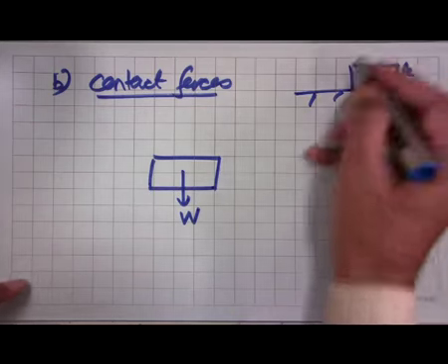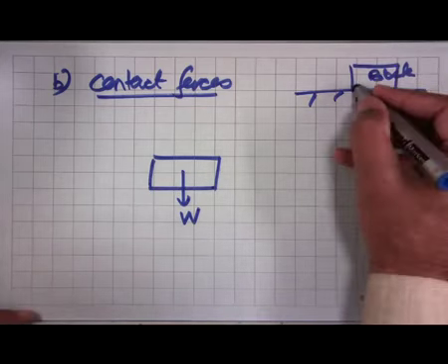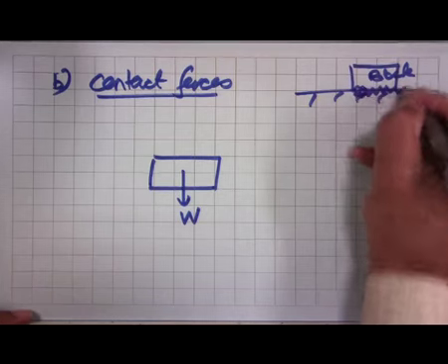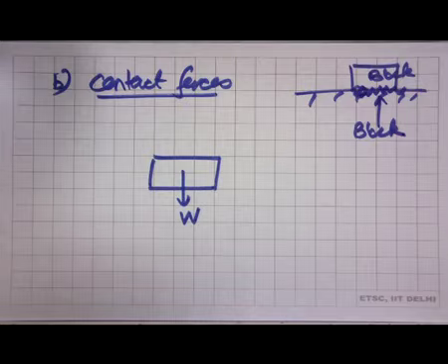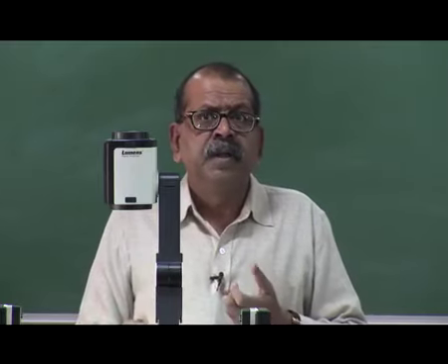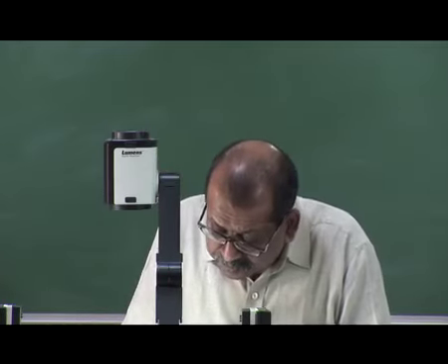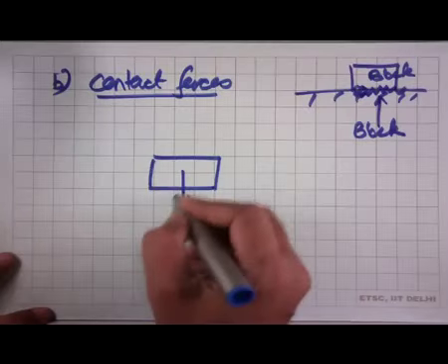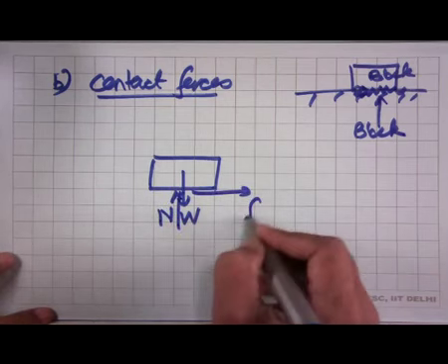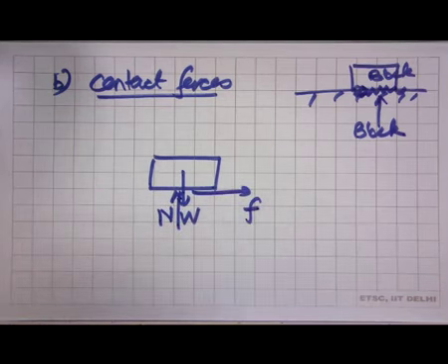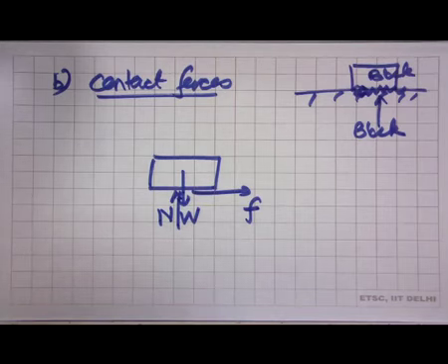And what we find is, this block is in contact with the ground at the bottom. At this place, the block is in contact with the ground. So, now we have to show the effect of ground on the block, and the effect of ground, as we said, in general would be a normal force and a friction force. So, therefore, we show the normal force and the friction force.